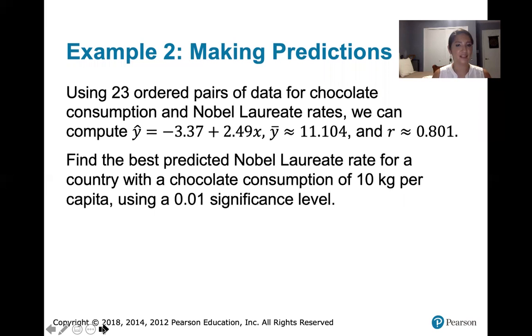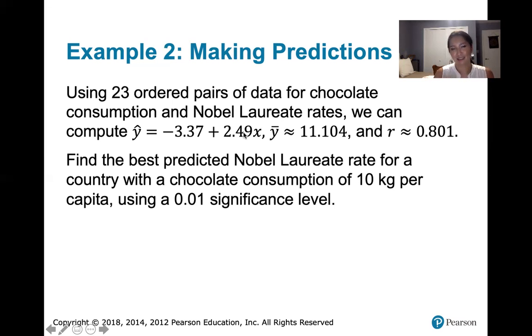Now we're asked to find the best predicted Nobel Laureate rate for a country with a chocolate consumption of 10 kilograms per capita using a 0.01 significance level. So we're doing the same thing as we were doing before. X is the chocolate consumption in kilograms per capita. So they're asking us to predict a Y value, the number of Nobel laureates, given that X equals 10 kilograms per capita. You might be tempted to just plug in 10 to this, but don't do it.